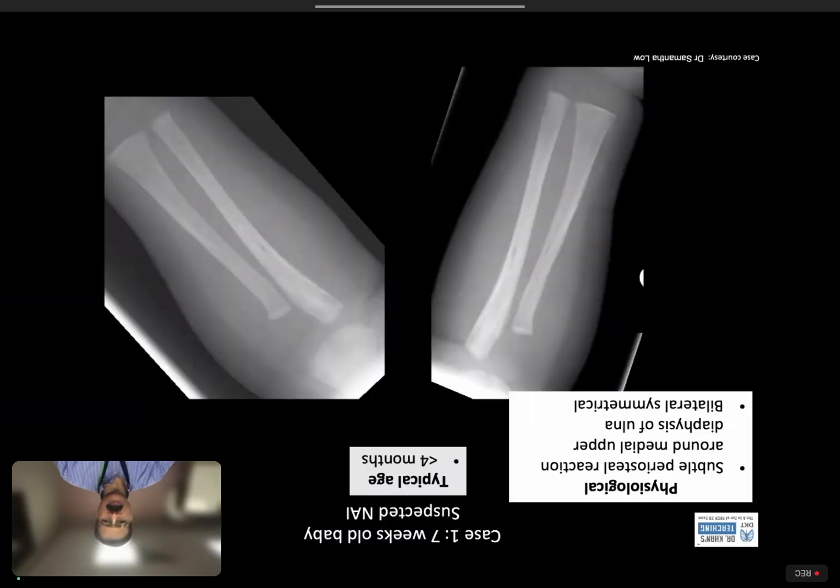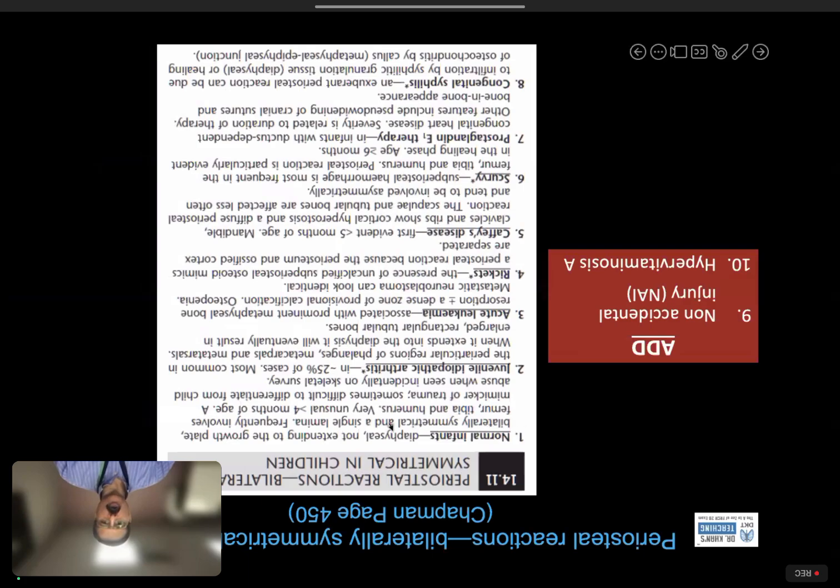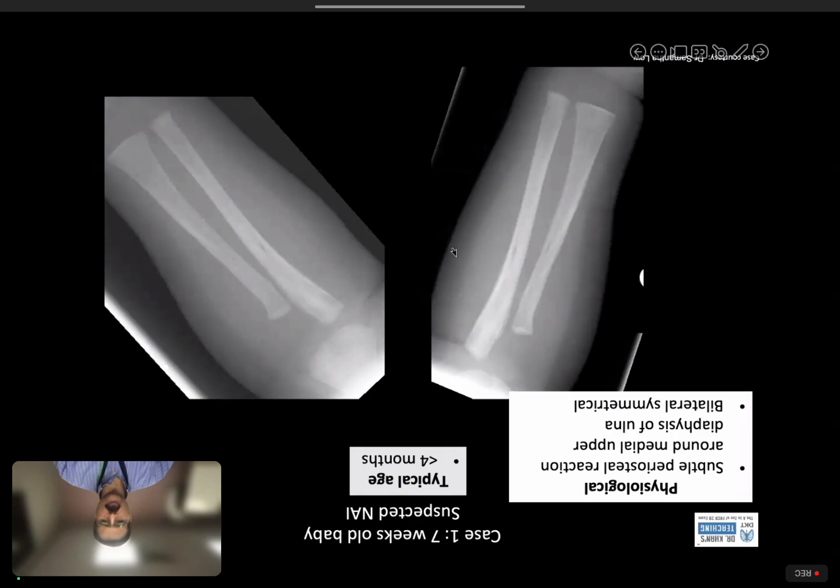Number two, in the left side of your brain, you have to remember the main radiological features. First of all, physiological: you see here, normal infant means physiological. Then juvenile idiopathic arthritis, acute leukemia, rickets, Caffey's disease, scurvy, prostaglandin E1 therapy, congenital syphilis, and then I have added to it non-accidental injury and hypervitaminosis A. So all of these should be in your mind. I'm quickly going to show you the features of all of this. In today's session, this is the main component where I'm going to do a bit of teaching.